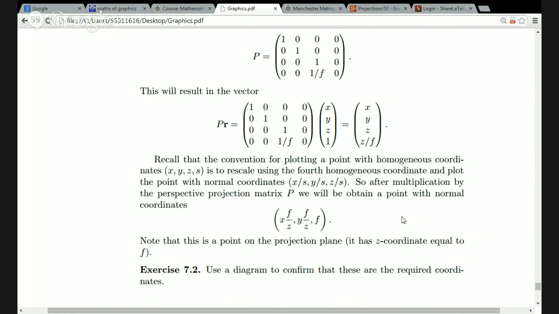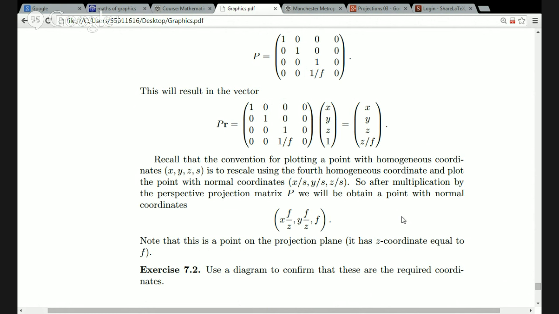Remember, the plane is positioned at the z value, z equals f, and you can see that happening here. All these points now have third coordinate f. No matter what the x, y, and z were, the third coordinate is now always f. So these are indeed all points on the projection plane. And the first component is this xf over z, and the second component is yf over z.